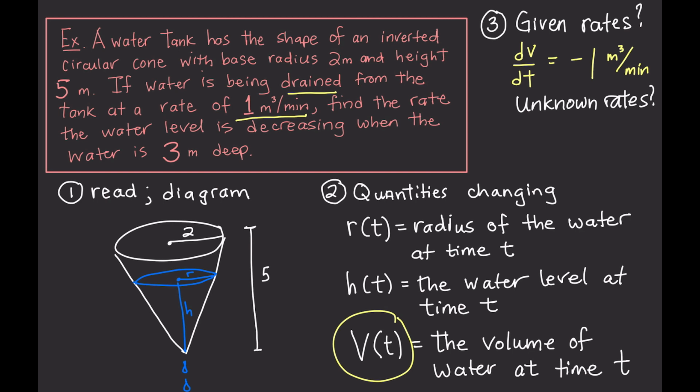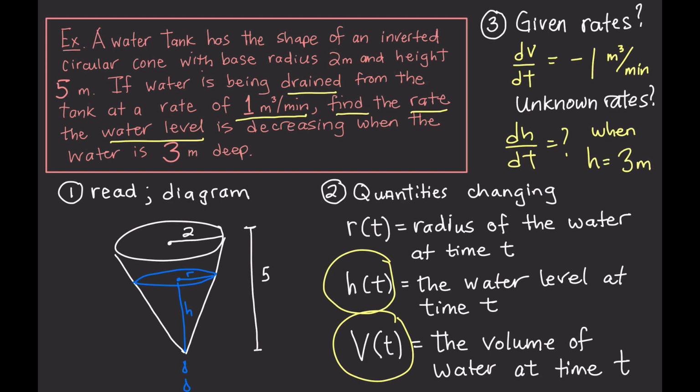And what is the unknown rate? Well, if we keep reading, it says find the rate the water level is decreasing when the water is 3 meters deep. So the water level corresponds to the height of the water. So that's dH dt is unknown. And we want to know when the height is 3 meters. So whatever time that occurs at. Okay, so now that we have our diagram, and we have the quantities, and we can see the derivative that we're given is dV dt, and we want to find dH dt, or H prime and V prime.